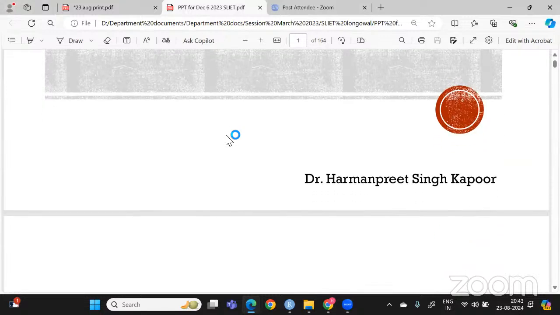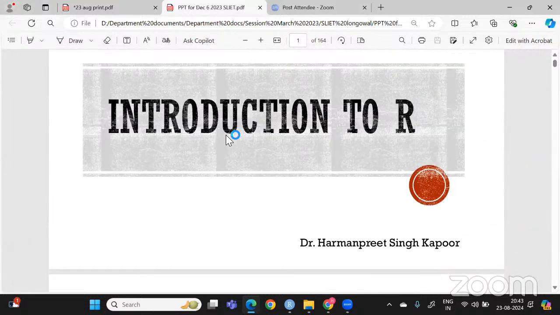So basically, what is R? R is, you can say, coding-based software in which there is no option of clicking and getting the output like SPSS and SAS. So we have to write code to do any calculations, right? It is purely, you can say, coding-based software like Python.